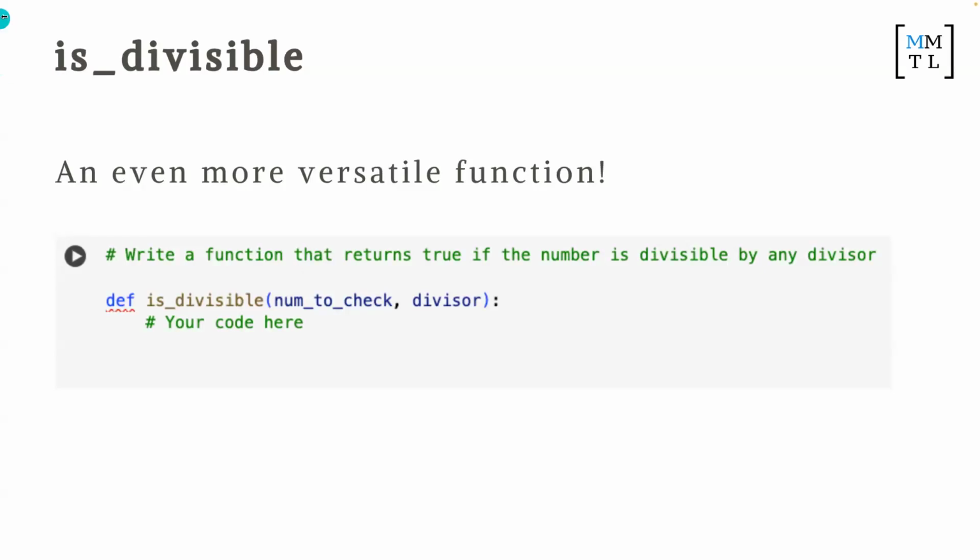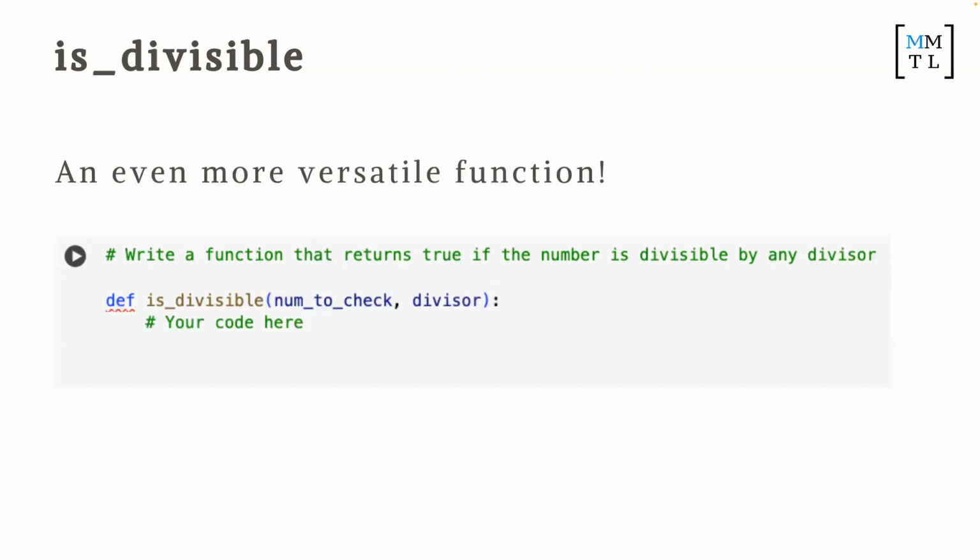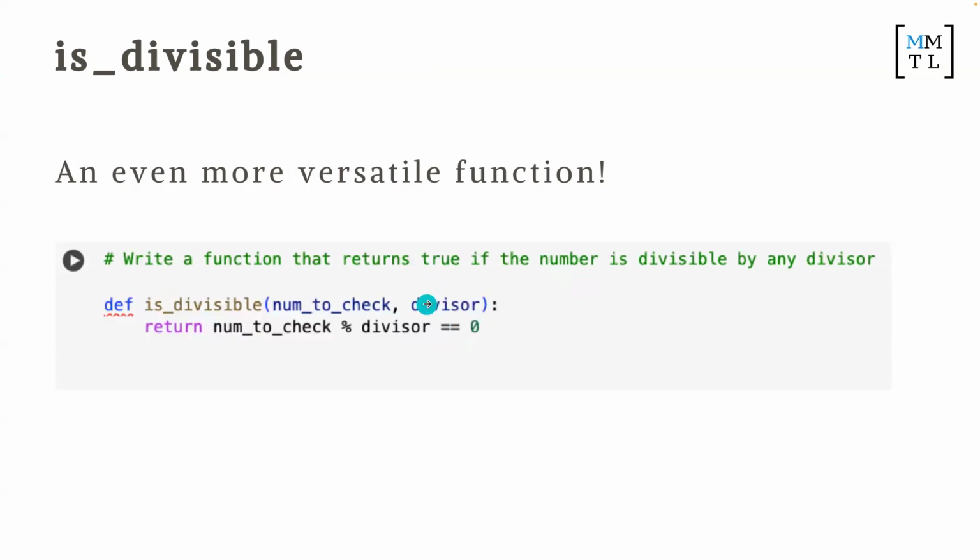Okay, so has everyone had a go at the divisible functions? The first thing is pretty easy, right? You can just return this straight away. So num mod 7 is equal to 0, then true. And to make it work for everything, all you need to do is replace the 7 with another parameter called divisor, and you'll have it. So pretty simple.